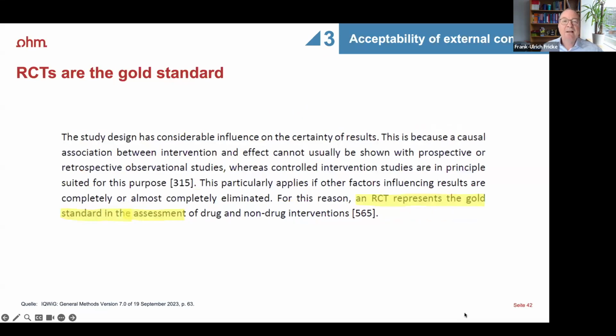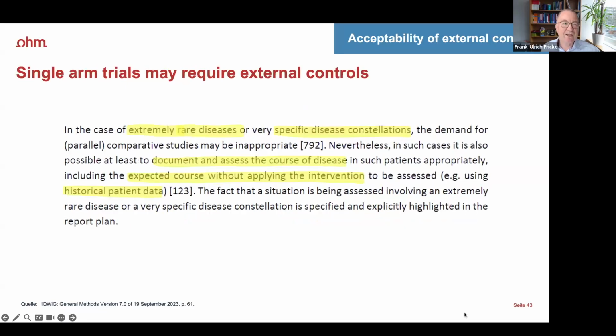Now, when would external controls be acceptable? So first of all, once again, RCTs are the gold standard. I don't think I need to repeat that and spend a lot of time on that one. Single arm trials may require external controls, and here you can see deliberations on the situations where we would look into that. As you can see, not only rare diseases, but extremely rare diseases.